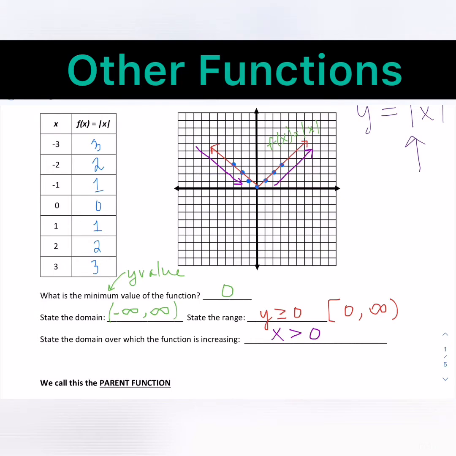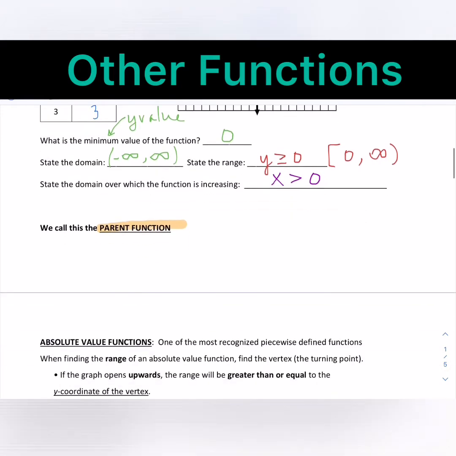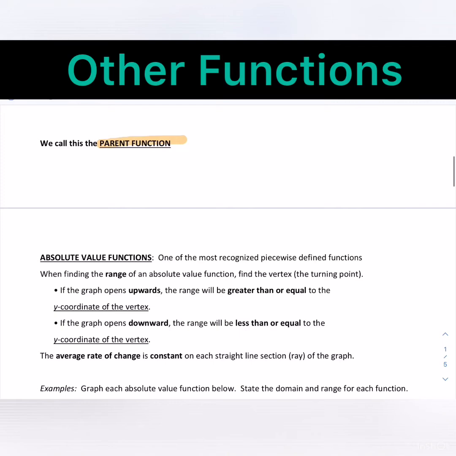We call this the parent function. So every type of function has what is called its parent function. It's basically the simplest function that will still satisfy the definition of that. So what we're going to do just for a minute is on the next page, we are going to look at different absolute value functions and how they change depending on different numbers and different placement of numbers.